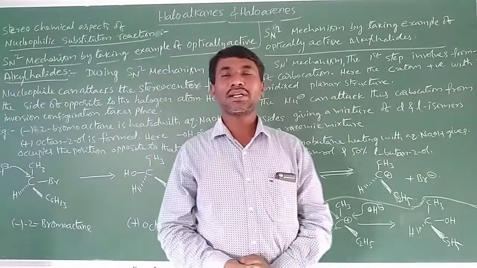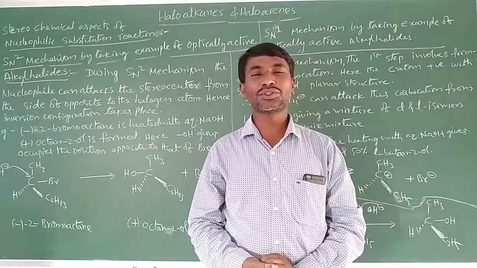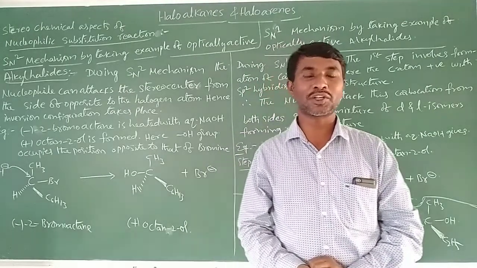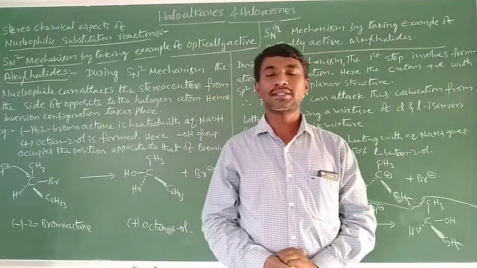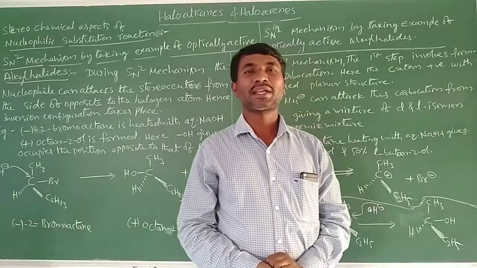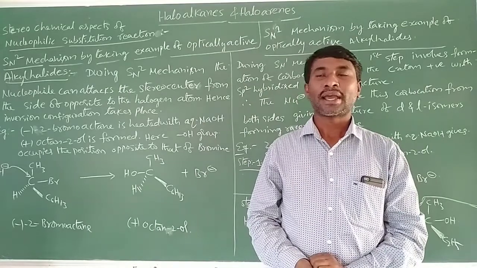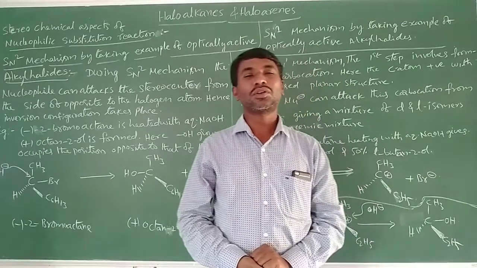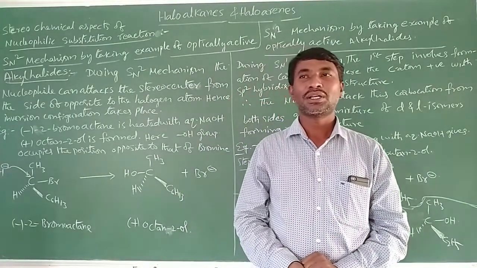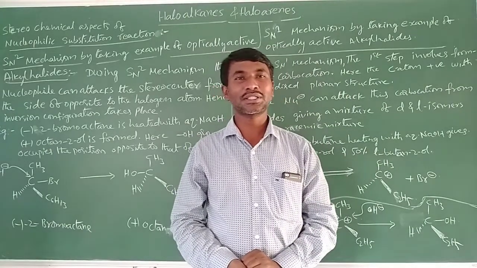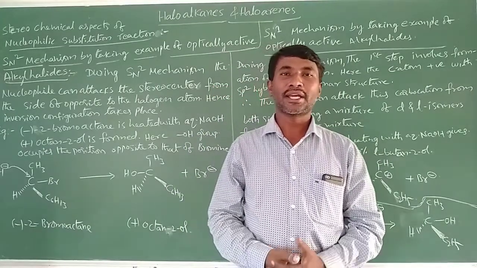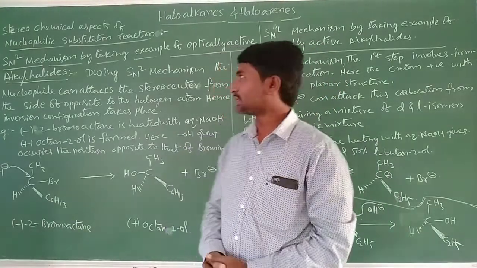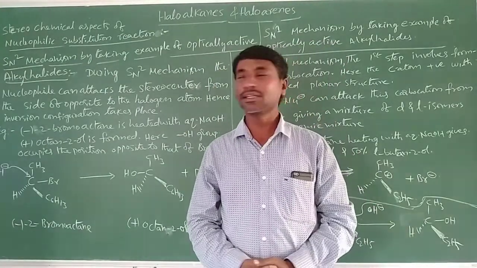Yesterday and in the previous videos, we learned the basic principles and notations: plane polarized light, optical activity, asymmetry, chirality, enantiomers, inversion, retention, and racemization. All these words were discussed in the previous videos. Now we have to use them for the SN2 mechanism.